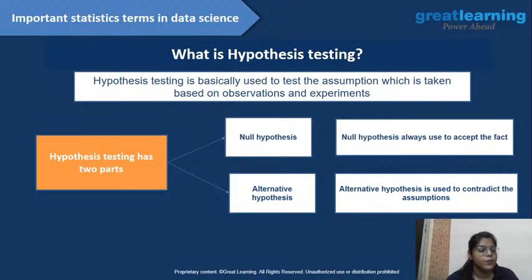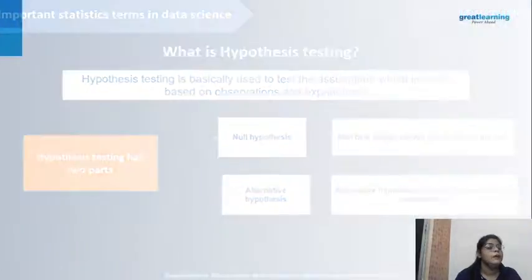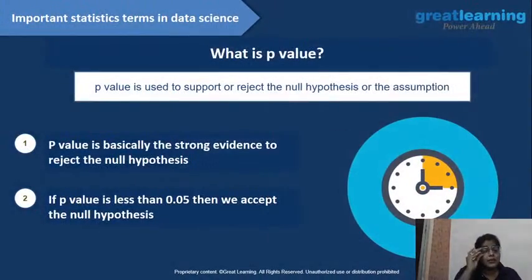So if you say the age of being diabetic is 40, as you can understand from the data set, at that time your alternative hypothesis will say, hey, prove to me that whatever assumption you have taken about your data set is true. That time we use a concept called p-value. We try to support or reject the assumption we have taken about our data set based on the p-value. The p-value is used to support or reject the null hypothesis or the assumption. The p-value is basically strong evidence to reject the null hypothesis.